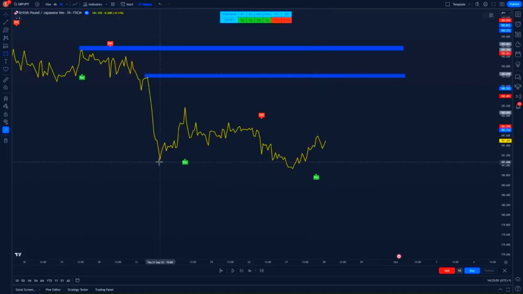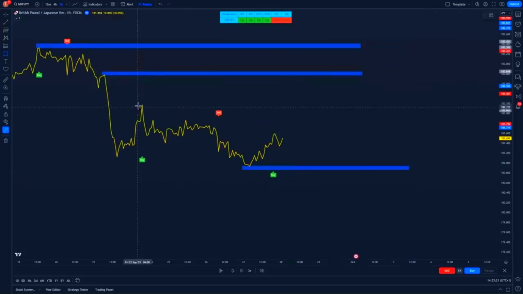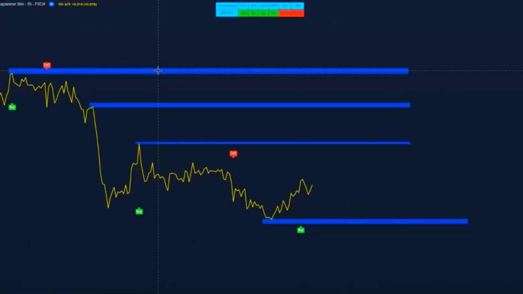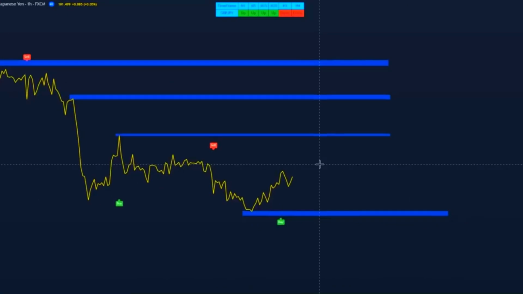And then on the support side, I would mark out this zone, but you can see price has broken this level right here and come down, so I'll mark out the bottom. And finally I'll mark out this level as a resistance as well. Okay, so we've got our 3 lines of resistance here and our 1 level of support. So let's see where price moves.